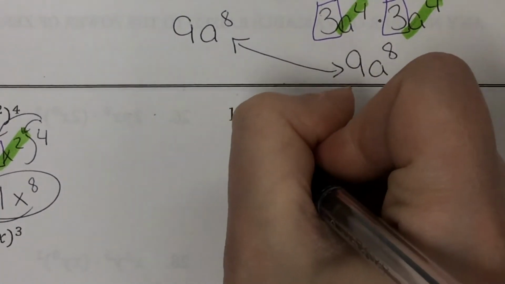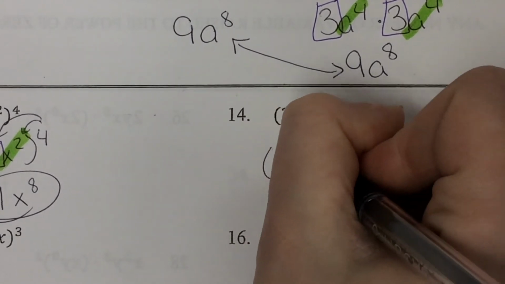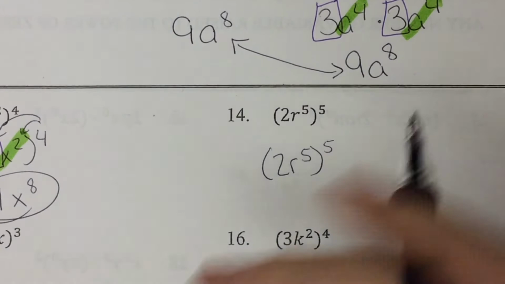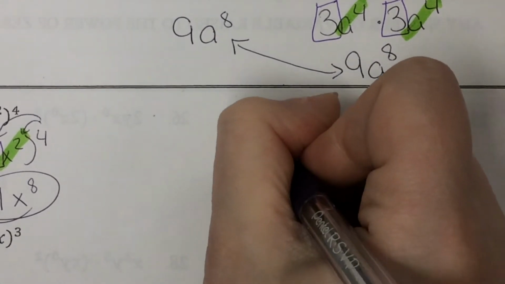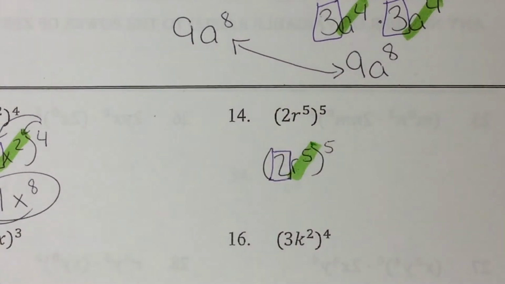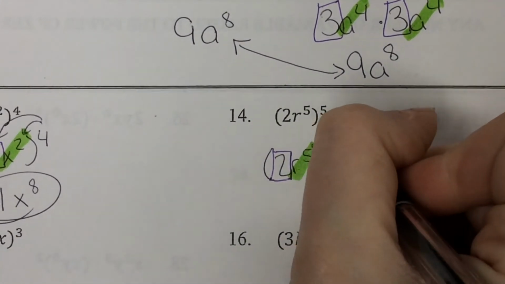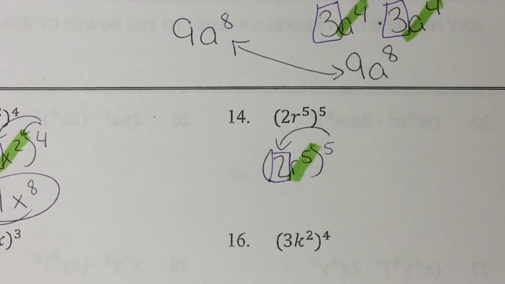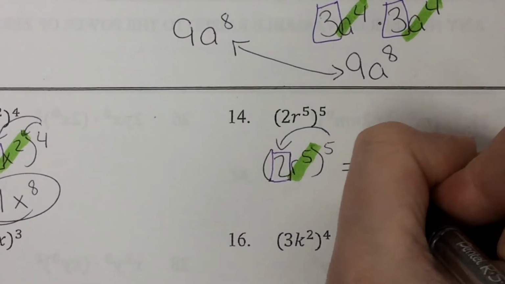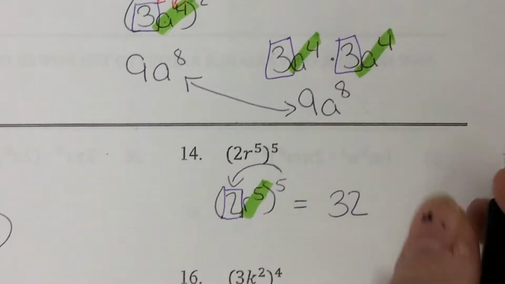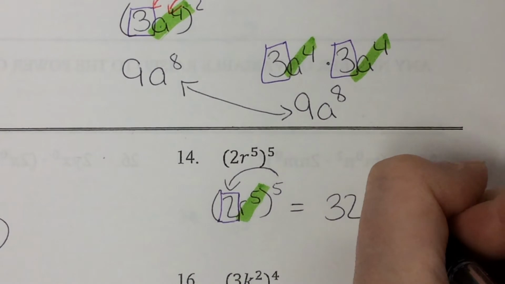Okay, let's go look at 14. We have 2r to the 5th power to another 5th power. So we need to box our coefficient and highlight our base and exponent. And let's distribute in this power. 2 to the 5th power is 2 times 2 times 2 times 2 times 2, which is 32. R to the 5th power, remember we're multiplying the exponents, so that becomes r to the 25th power.